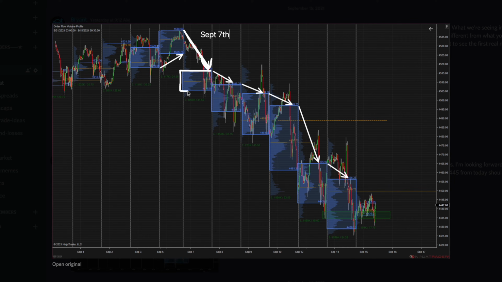And this is where we closed. And this is where the value remained for that day. That was something a little bit different from what we had been seeing as the market had been rallying for the past month. And then we had a constant decrease in the value area each day.